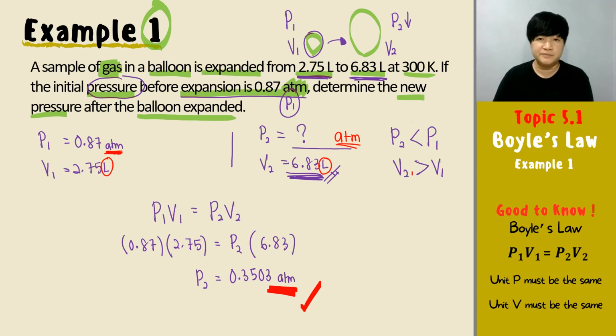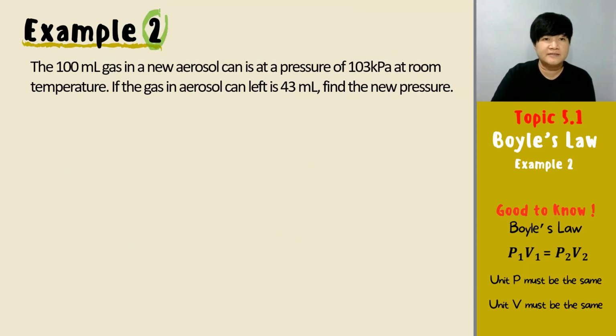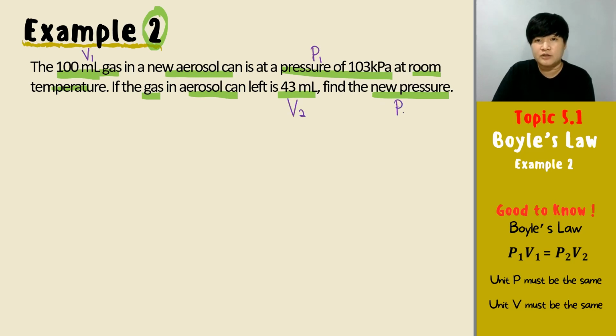Alright? Simple. Next, your second example. You have 100 ml gas in a can. The pressure is 103 kilopascal at room temperature. If the gas in the aerosol can is 43 milliliter, find the new pressure. Simple. This is even easier because they already give you in a pairing. If this is my V1, that will be my P1. So if this is my V2, I'm looking for the P2.